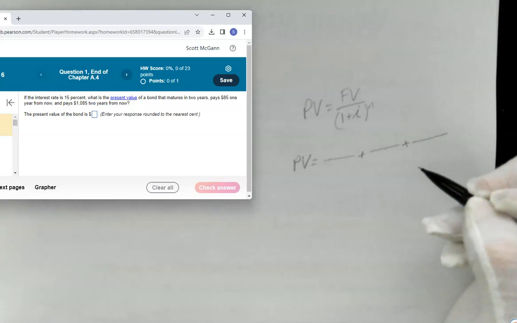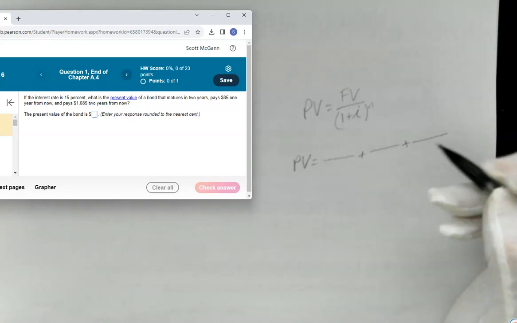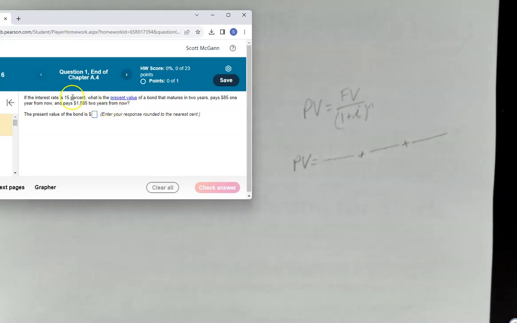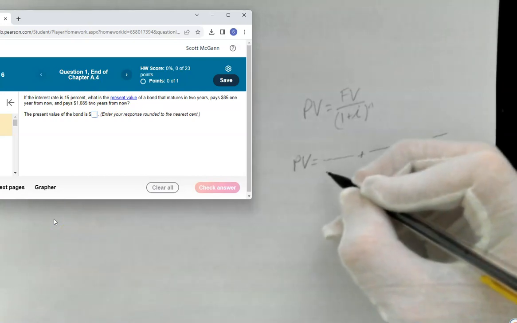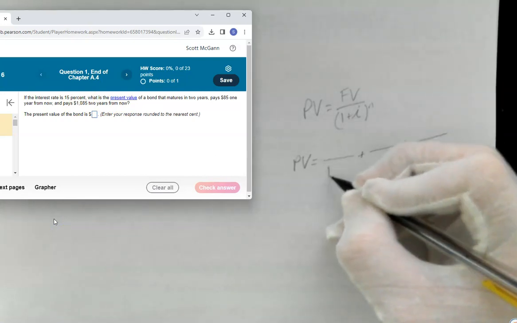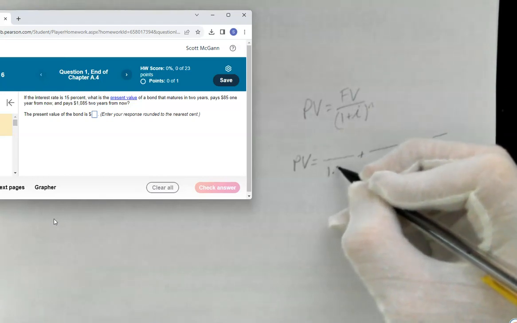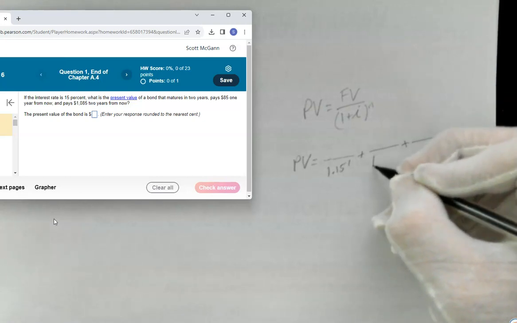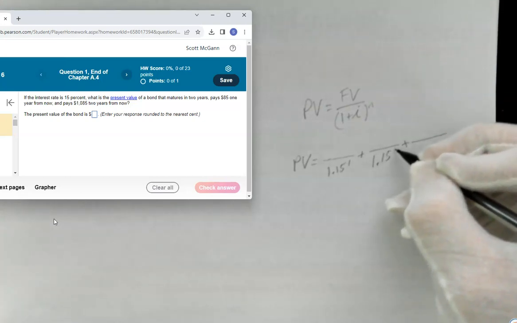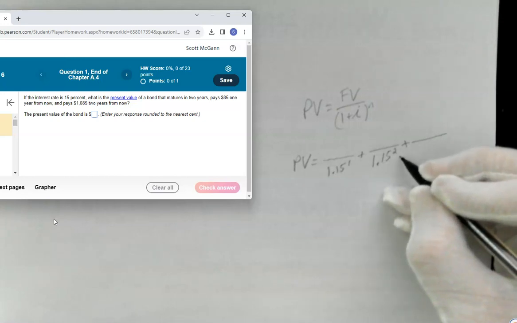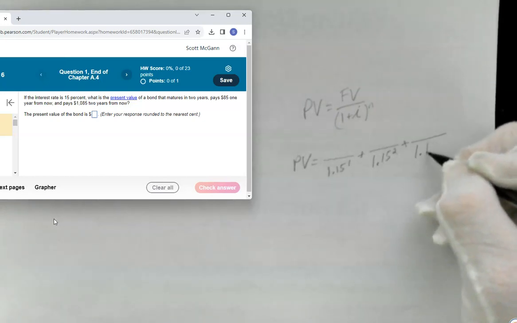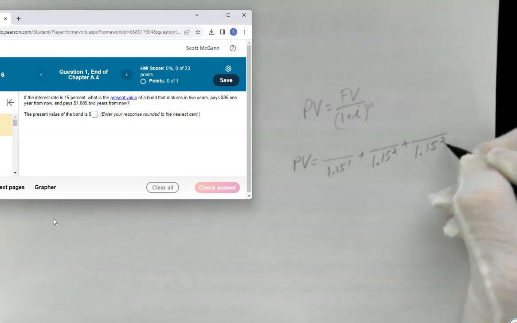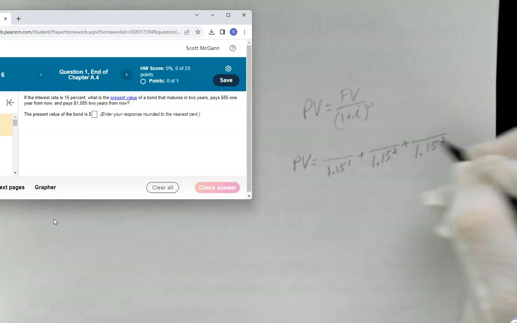Now let's plug in some information. Well, we know that the interest rate is 15%. It says right there. So we can go ahead and put in the denominator, for the first payment, 1.15 to the 1 because it's received 1 year from now. The second year's payment is going to be 1.15 to the 2 because it's going to be received in the second year. And then the third payment is also going to be discounted by 1.15 squared. Be careful here, it's still in the second year. Remember, in the second year we get those 2 payments.